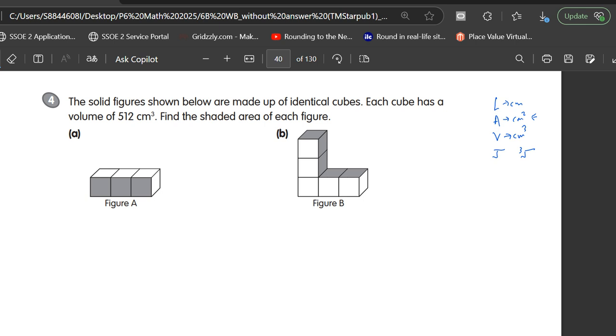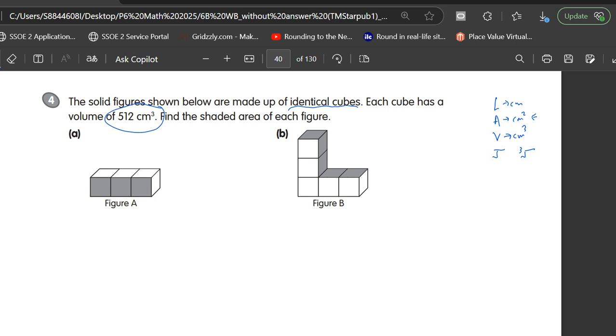So let's take a look at this one here. The solid figures below, A and B, are made out of identical cubes. So every single one of them is a cube, just like just now the game that we are playing. Each cube has a volume of 512 cm cubed. So pay good attention to the units.